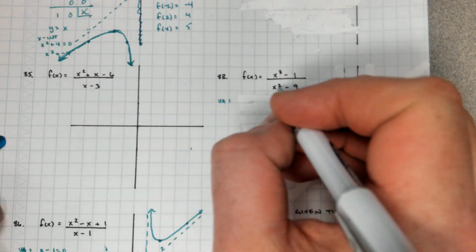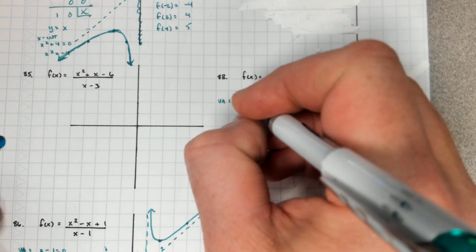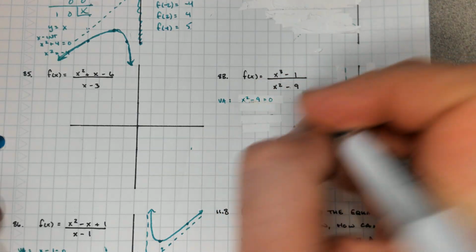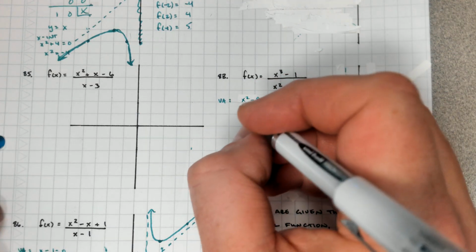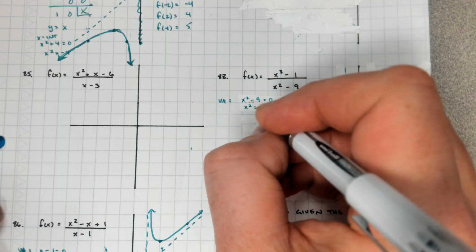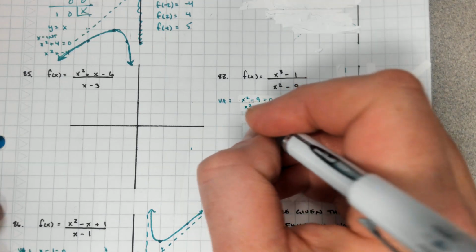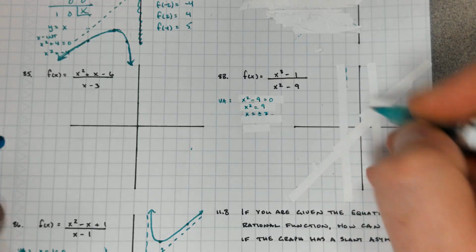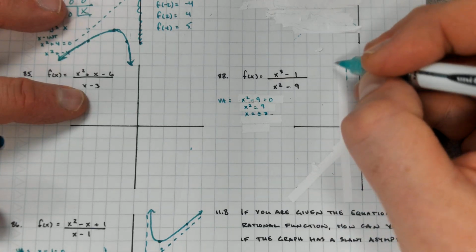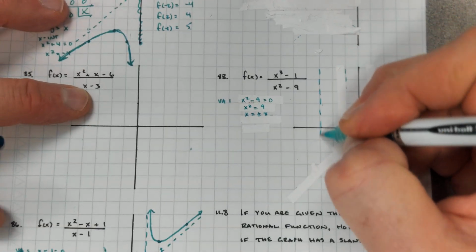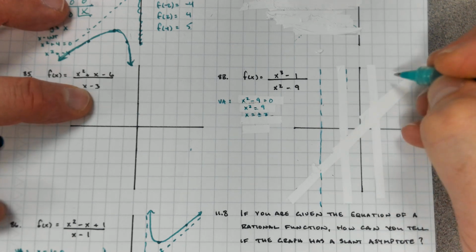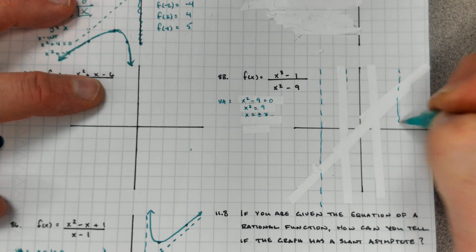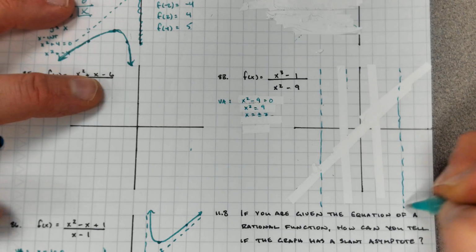Okay, so vertical asymptotes, we're going to take the denominator, x squared minus 9, and say it equals 0. I'm going to solve it for x. Solve it for x squared first, gives me x squared equals 9. That gives me x equals plus or minus 3. So that means my asymptotes are going to be at negative 3 and positive 3. So it looks like that.